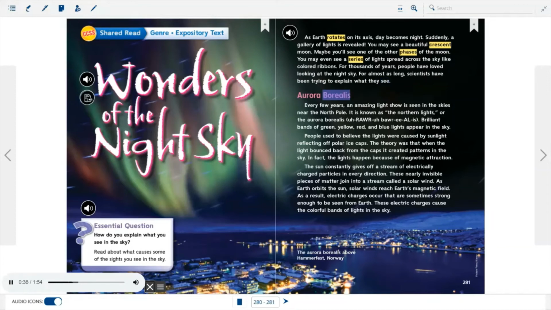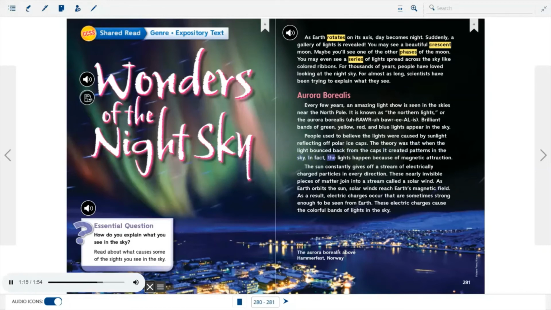Aurora Borealis. Every few years, an amazing light show is seen in the skies near the North Pole. It is known as the Northern Lights, or the Aurora Borealis. Brilliant bands of green, yellow, red, and blue lights appear in the sky. People used to believe the lights were caused by sunlight reflecting off polar ice caps. The theory was that when the light bounced back from the caps, it created patterns in the sky.